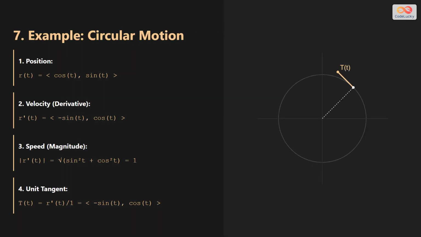Consider an object moving in a circle. The position is (cos t, sin t), the velocity is (-sin t, cos t). The speed of this object is always 1. Because the speed is already 1, the unit tangent vector is actually the same as the velocity vector in this specific case.